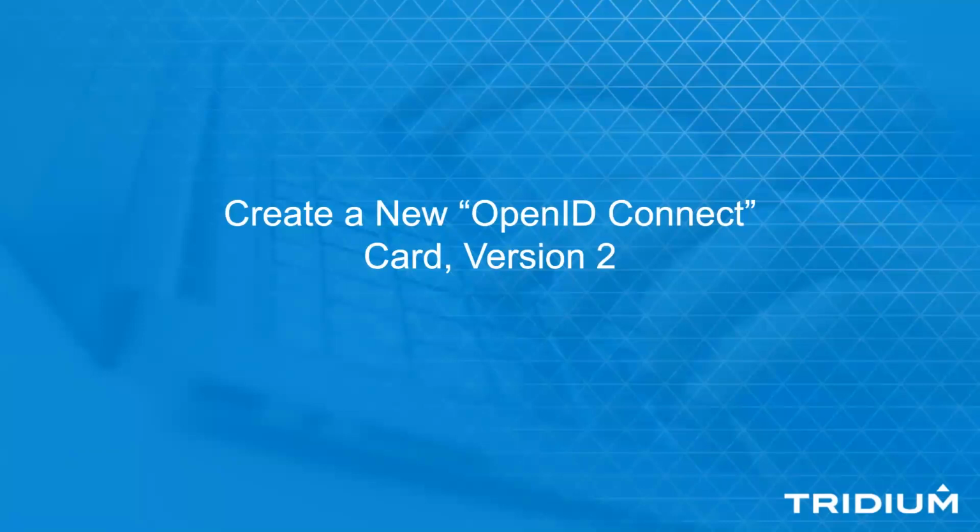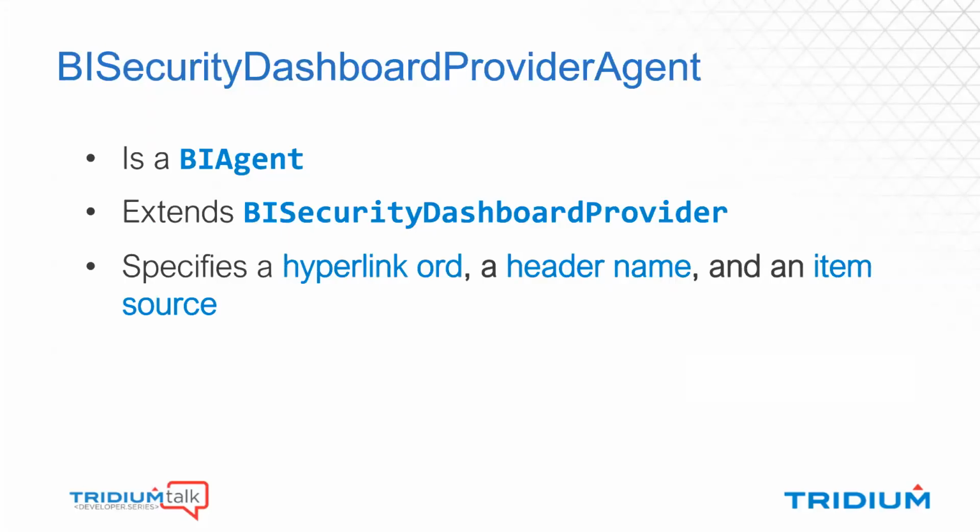The next interface that we're going to look at also lets you create a new card to add to the dashboard, and it is the Security Dashboard Provider agent. It extends Security Dashboard Provider that we just saw, and it has to be an agent on another type. And like the Security Dashboard Provider, you have to specify a hyperlink ORD and a header name, but in this case, you cannot skip the item source.